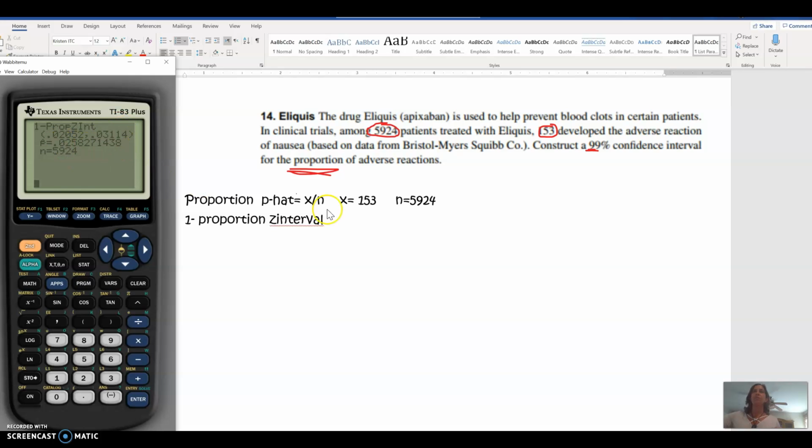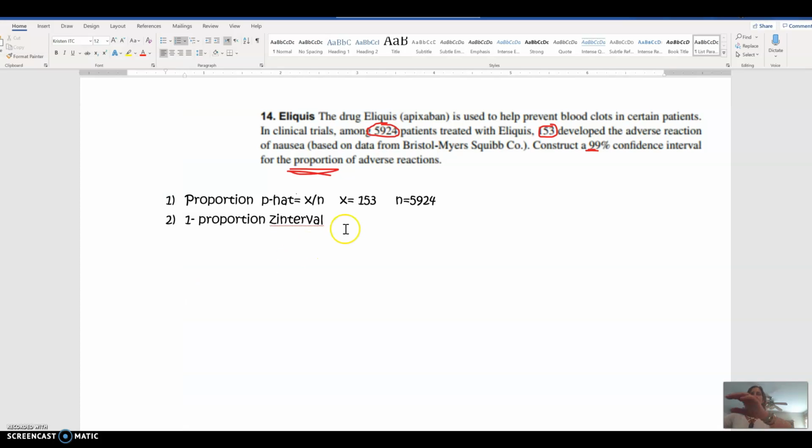It found the p hat for me. If I were to divide this 153 divided by 5,924, I would get 0.0258, right? So p hat is about 0.026. So let's jot all this stuff down. So we got that p hat is equal to 0.0256. That's about 2.56% of people got sick.